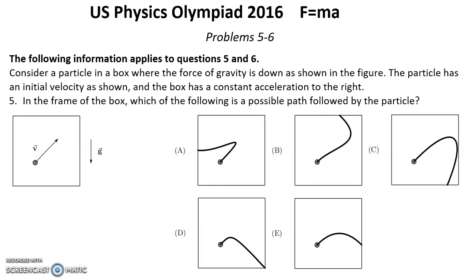US Physics Olympiad, year 2016. F equals MA, first round. Problems 5 and 6. The following information applies to questions 5 and 6. Consider a particle in a box where the force of gravity is down as shown in the figure. The particle has an initial velocity as shown, and the box has a constant acceleration to the right. Problem 5. In the frame of the box, which of the following is a possible path followed by the particle?